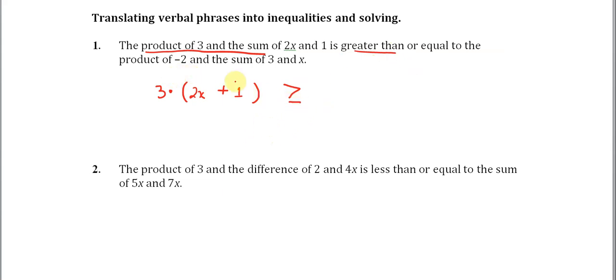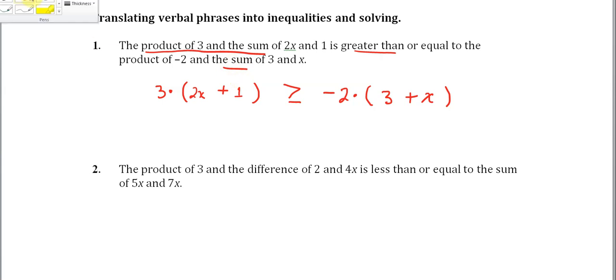The product of -2, so this is -2 times something, times the sum. Okay, and I always like to set up these parentheses with these blanks before I fill them in, the sum of 3 and x. Okay. So we try to extract these verbal phrases and translate them just one clause at a time, one phrase at a time. Okay? And just be very careful, set up the blanks, and then fill in the actual values.